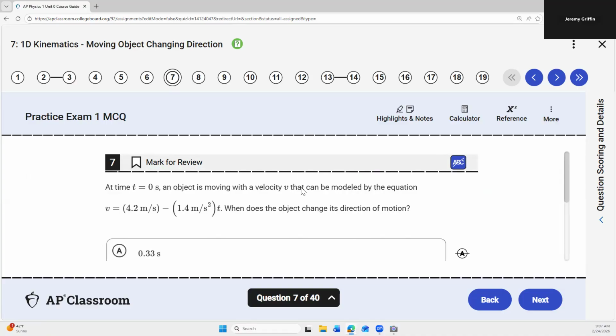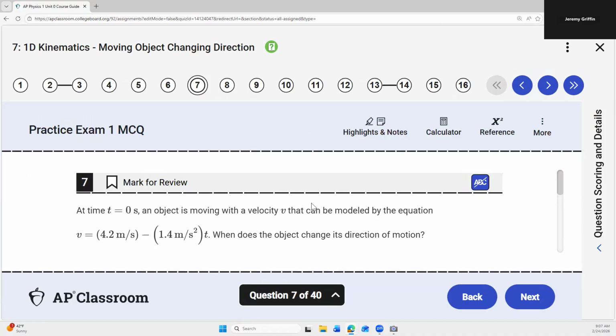At time 0 seconds, an object is moving with a velocity that can be modeled by this equation. Guys, does this look like V equals V naught plus AT, the second kinematic equation? When does the object change its direction of motion? Well, in a physics context, if something's changing its direction of motion, what variable is equal to what? Velocity is equal to zero. Yeah, zero velocity.